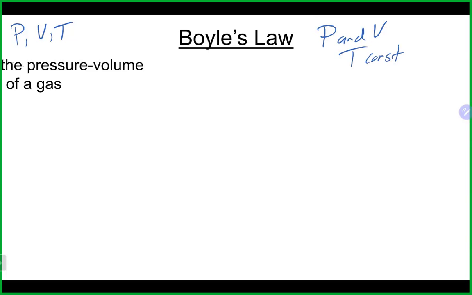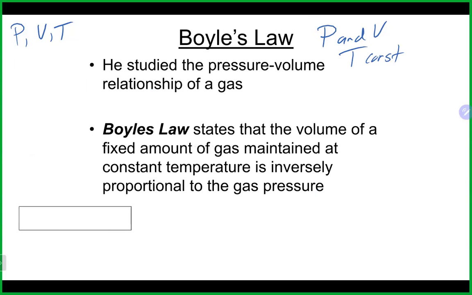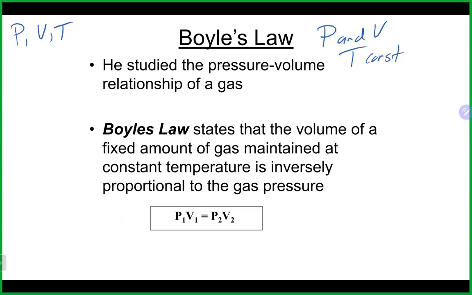So let's talk about some gas laws here. The first one we're going to talk about is Boyle's Law. When we talk about gas laws, there are 3 variables we deal with: pressure, volume, and temperature. In certain cases, we may keep one of these constant and vary the others. So in Boyle's Law, he looked at the relationship between pressure and volume, keeping temperature constant. And what he saw was a couple of important relationships.